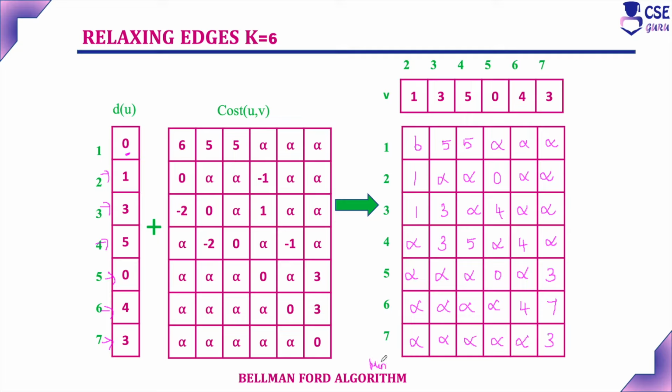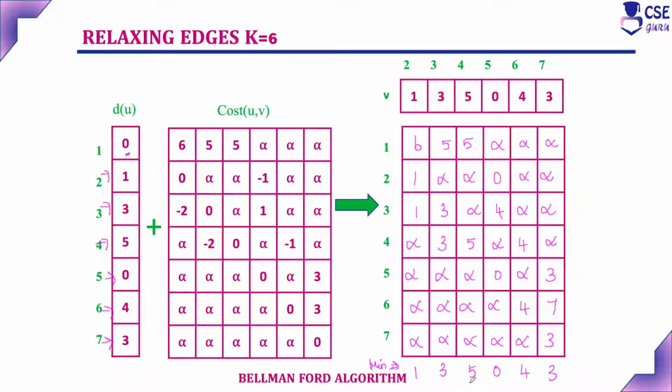So from this find the minimum value. So for vertex 2, minimum is 1. For vertex 3, minimum is 3. For vertex 4, minimum is 5. For vertex 5, minimum is 0. For vertex 6, minimum is 4. And for vertex 7, minimum is 3.